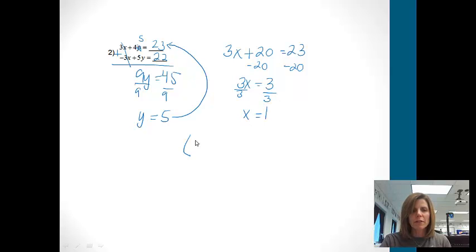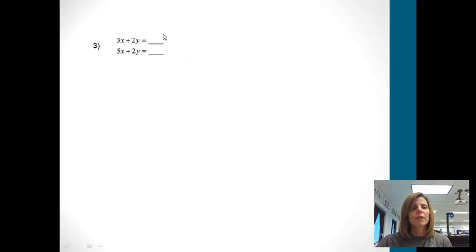So my point of intersection on this one is going to be 1, 5, because we do write it as a point x, y. So that's where the two lines would cross. And again, this worked because my x's were the same but opposites. All right, let's try another one.